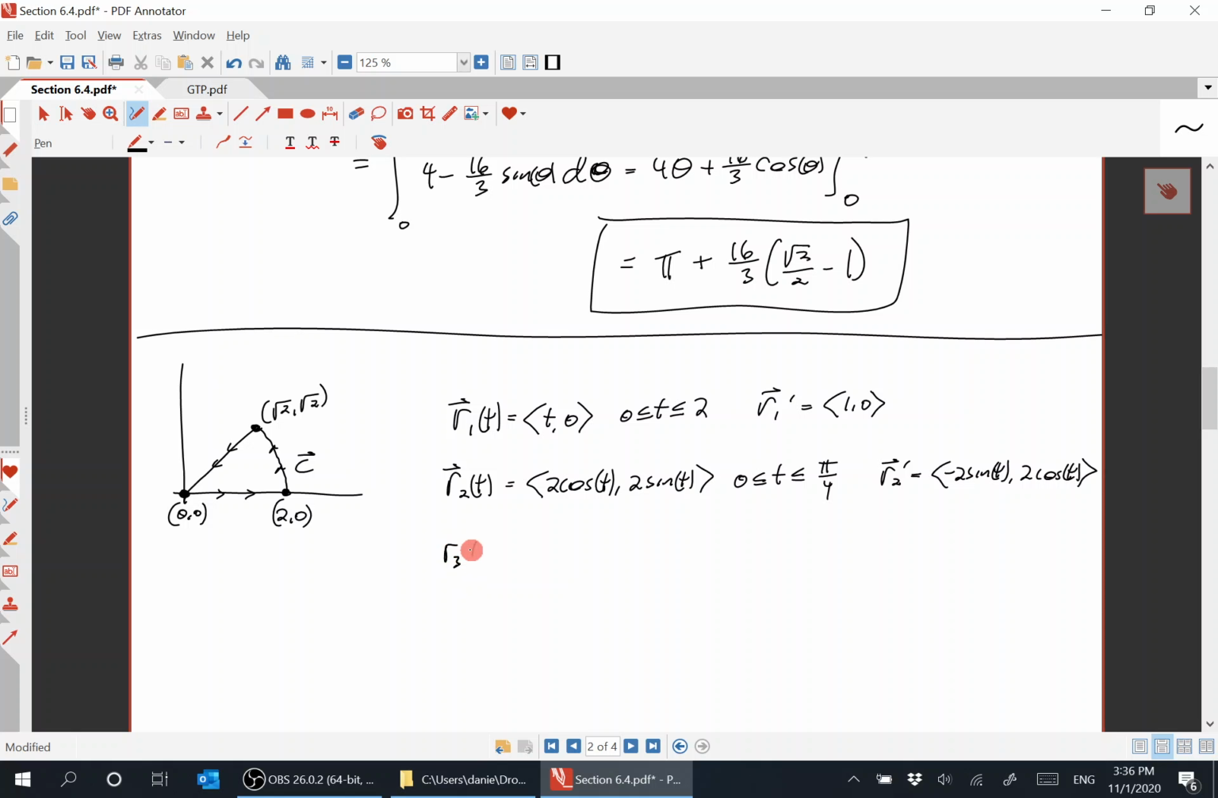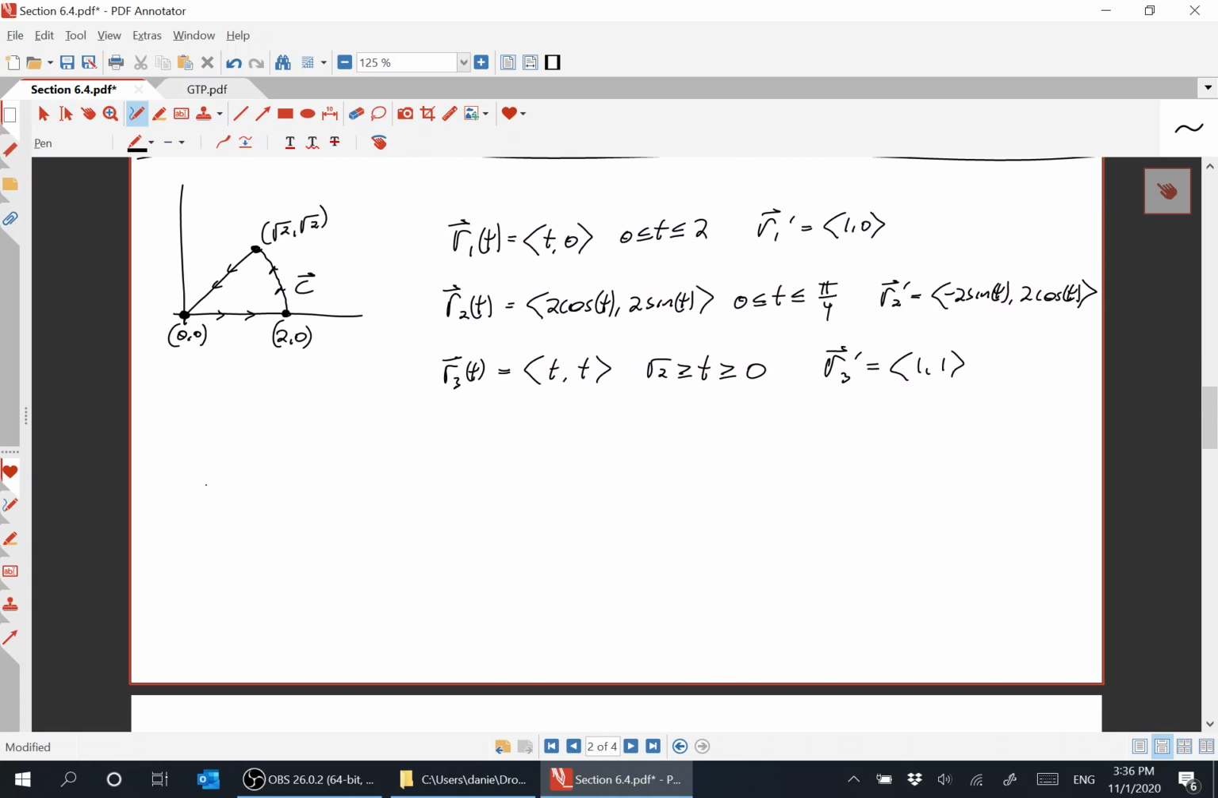And then R3 of t is going to be equal to, well, that's the line y equals x. So that's (t, t). Actually this is going backwards, from root 2, bigger than or equal to t, down to 0. This is going from the larger value of t down to the smaller value of t equal to 0. And here R3 prime is equal to (1, 1).